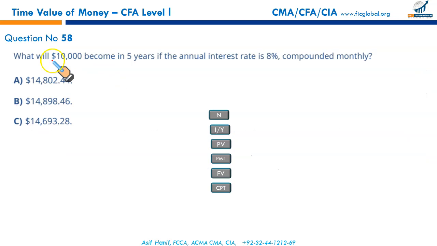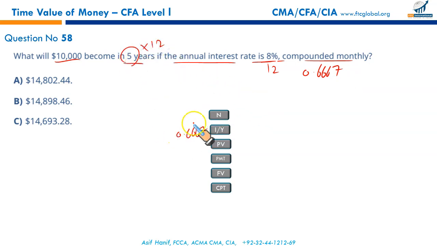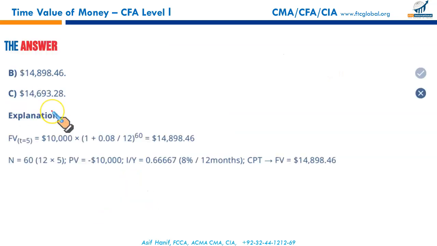Moving on. What will be $10,000 in 5 years from now if the annual interest is 8% compounded monthly? Compounded monthly means 8 by 12, which gives you 0.6667. That's the interest rate. 5 years, 12 months in 1 year, that means 60 periods. Since you're investing 10,000, it's an outflow. There is no periodic payment. Press CPT FV, and there you go, 14,898.49, and that is very close to B, and B it is.